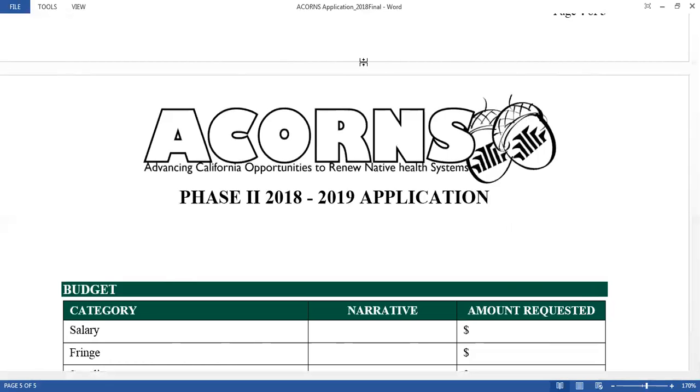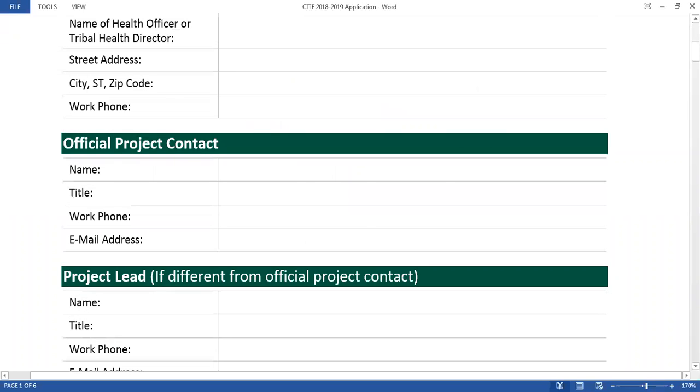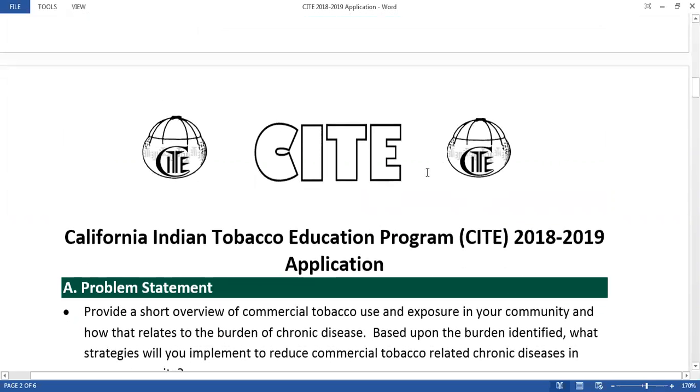I'm going to briefly go over to the CITE application, which is very similar to the ACORNS one. I'm just going to show it to you so you can see what's different. The biggest difference is that the logo is different on the top, and then some of the questions are specific to tobacco. So this is the CITE, California Indian Tobacco Education Program 2018-2019 application. Again, the first page, very similar. Tribe, tribal organization, contact information. You will fill those out as you would on the ACORNS. The first question is a little bit different than the ACORNS one.